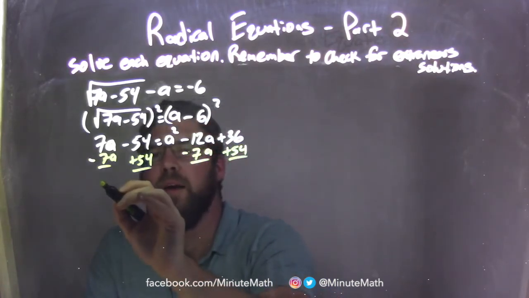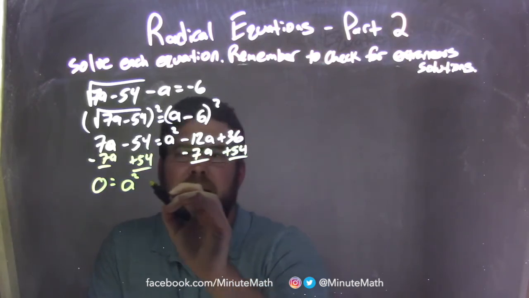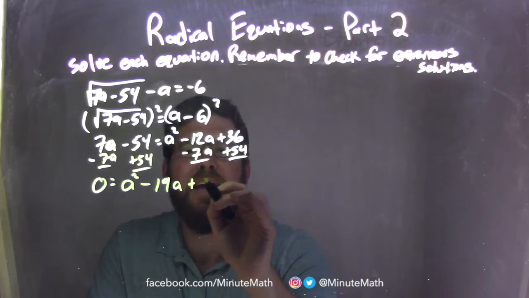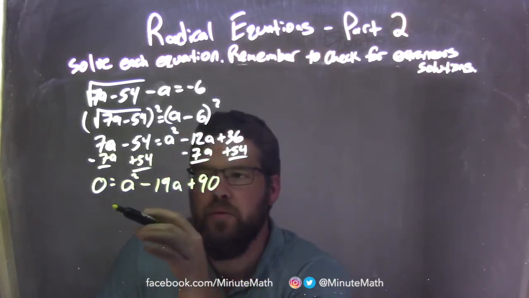Leaving me with 0 equals a squared. Negative 12a minus 7a is negative 19a. And then 36 plus 54 is 90. So I have a squared minus 19a plus 90 equals 0.